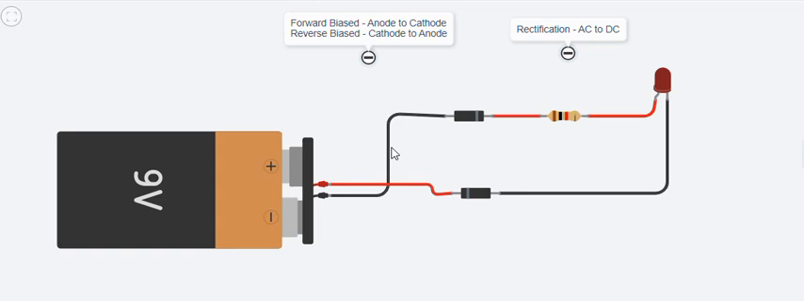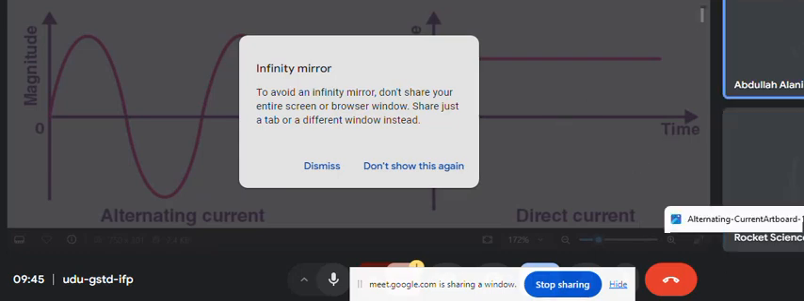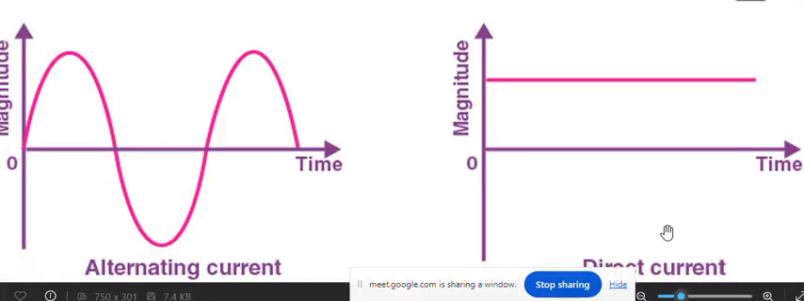graph of AC, it is sinusoidal in nature, right? That wavy kind of graph. I don't know if you've seen it before. Okay, let me show you something. So this is the graph for an alternating current and the graph for a direct current.